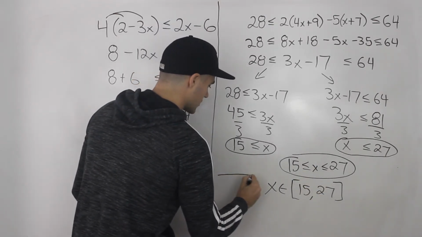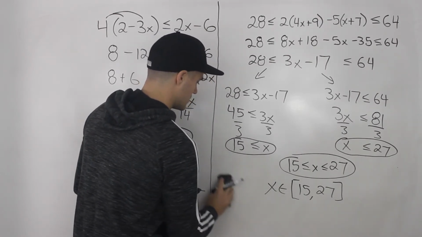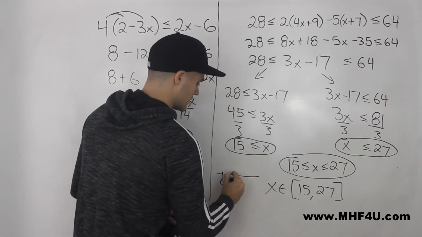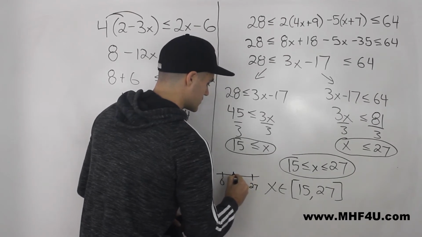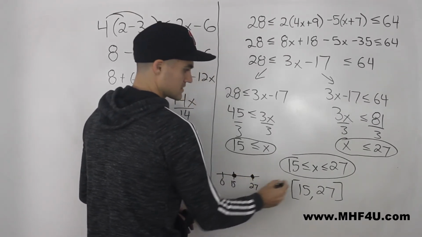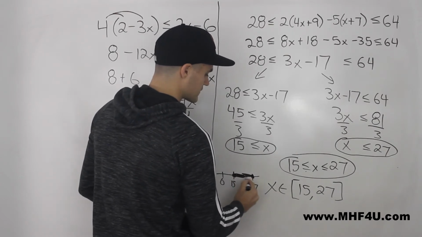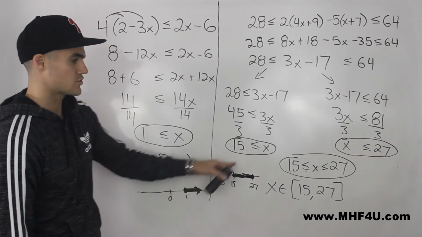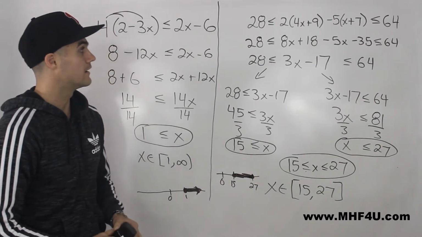And if we want to show this on a number line, let me put the 0 here. So let's say this is 15, this is 27. We would fill those dots in at 15 and 27 because it's inclusive of them, and it's just all the x values in between. So there are multiple ways to show this solution: interval notation, set notation, number line.